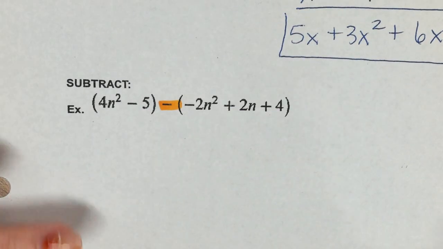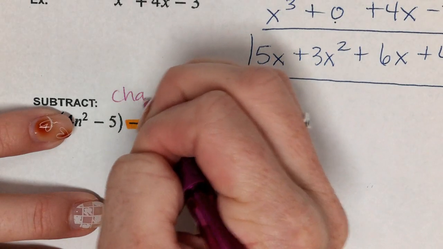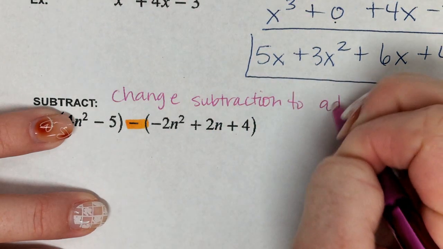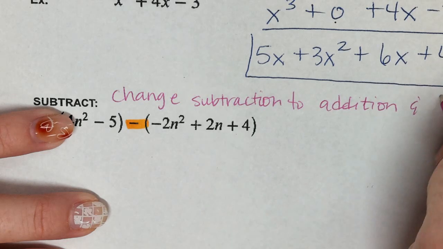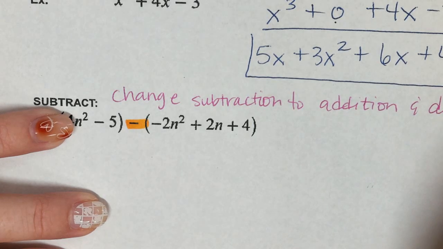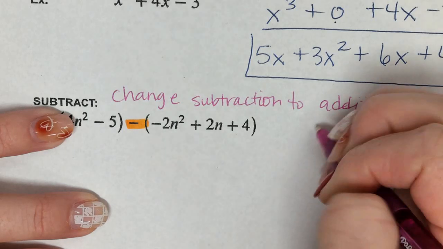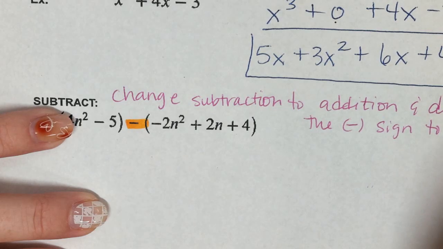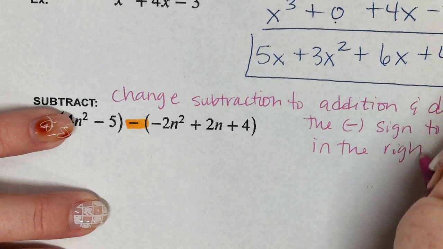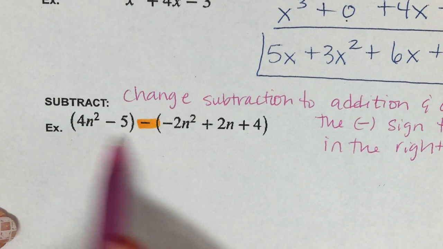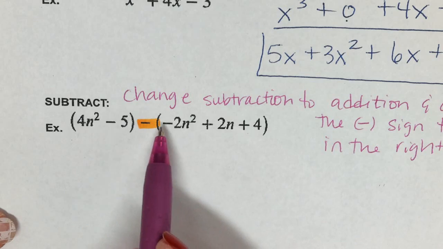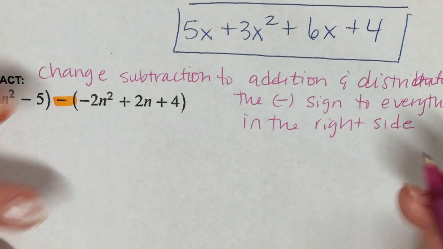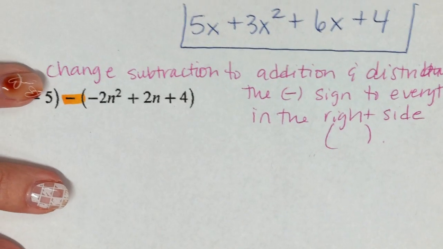So what you're going to do is you're going to write this down. You're going to change the subtraction to addition and distribute, I can't spell, the negative sign to everything in the right side parentheses. Do not distribute it to the left. That negative, y'all agree, this does not belong to this, right? It belongs to all of this. So the right side parentheses. And you don't have to spell out parentheses, just put it.